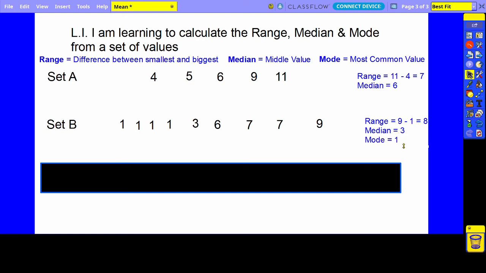And then lastly, the mode in this case is going to be 1. It's the most commonly occurring value. So that would be the mode.